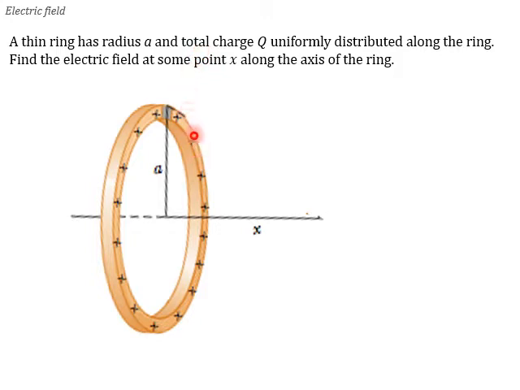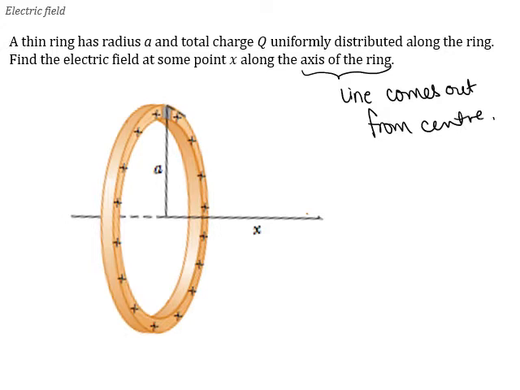If we look at the picture, we see all these plus signs. That tells us that the charge is positive. We're asked to find the electric field. Remember, that's a vector. We need magnitude and direction at some point x along the axis of the ring. So the axis of the ring is a line that comes out from the center, and it's perpendicular to the plane of the ring.